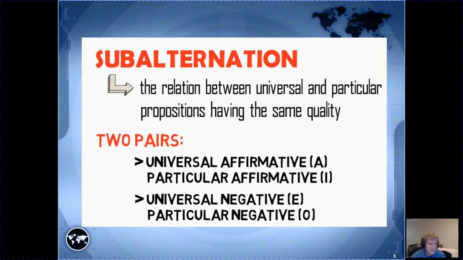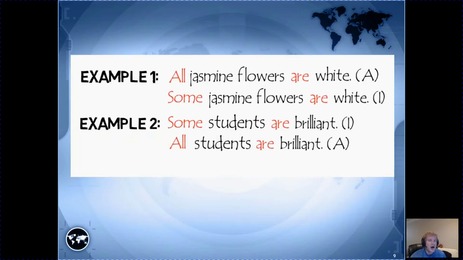Okay, subalternation. Once again, we take a look at this. We have a universal affirmative with a particular. Okay, so this actually mixes the two of them. Take a look at the example. All jasmine flowers are white. Some jasmine flowers are white. Some students are brilliant. All students are brilliant.